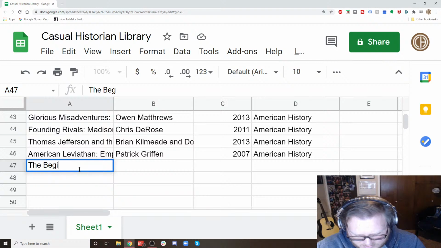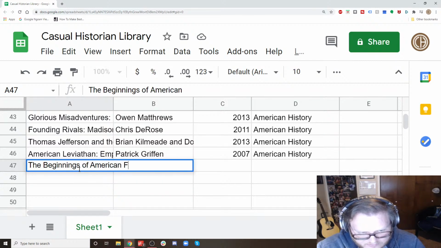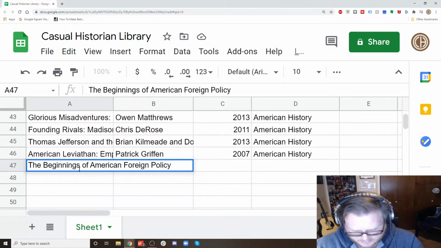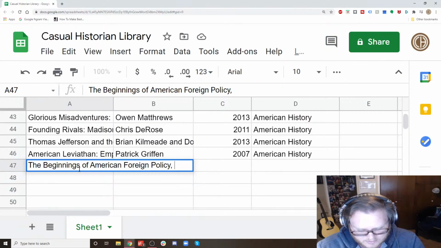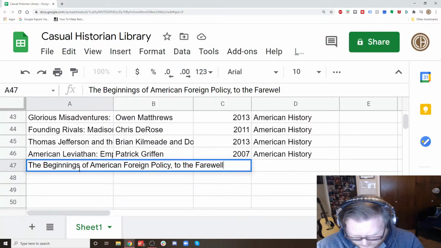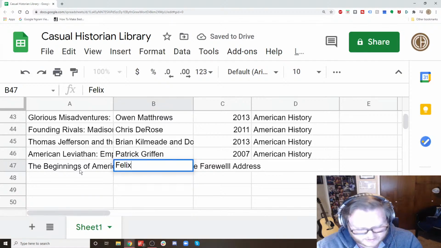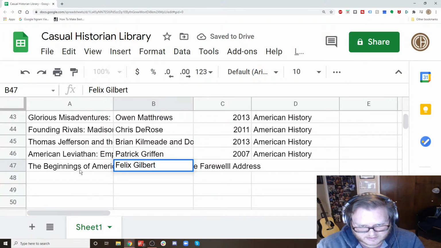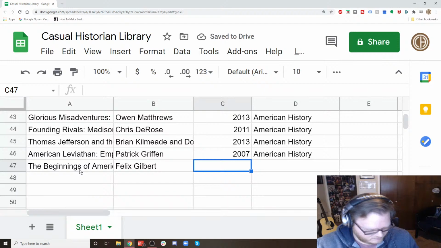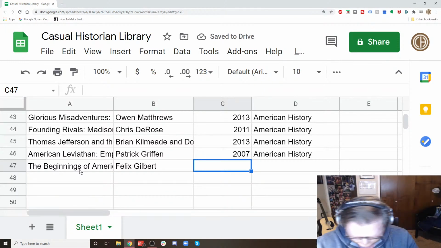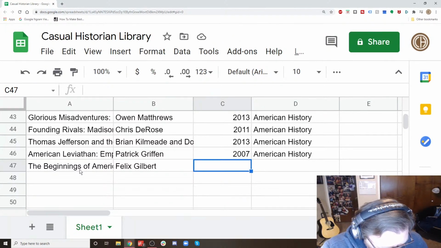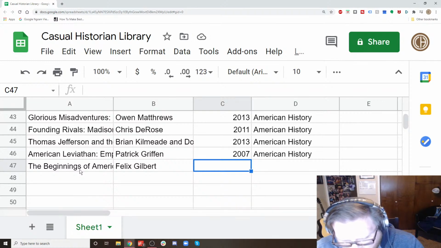The Beginnings of American Foreign Policy: To the Farewell Address, by Felix Gilbert. Another Harper Torchbook. 1961.